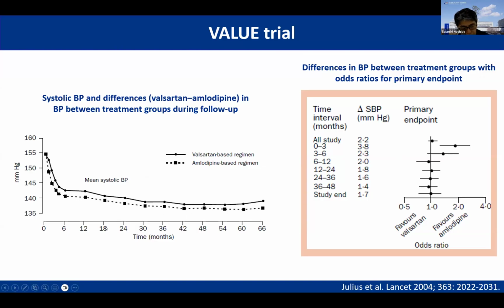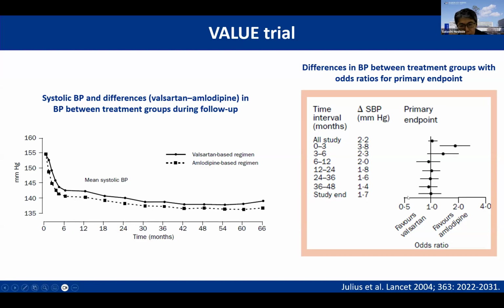Although both regimens eventually achieved similar blood pressure level, there was a notable significant difference in the early phase, particularly during the first 3 months. The amlodipine group demonstrated a more rapid blood pressure decrease compared to the valsartan group.